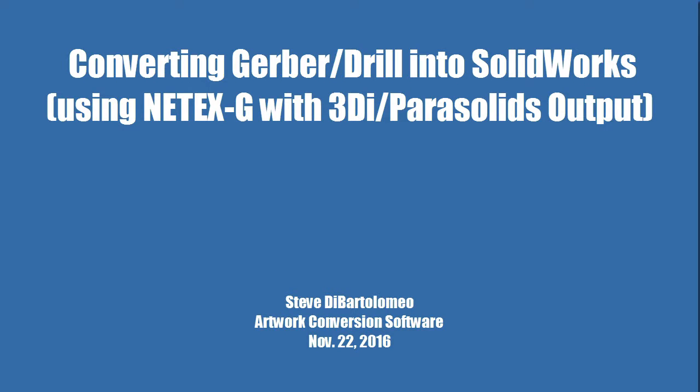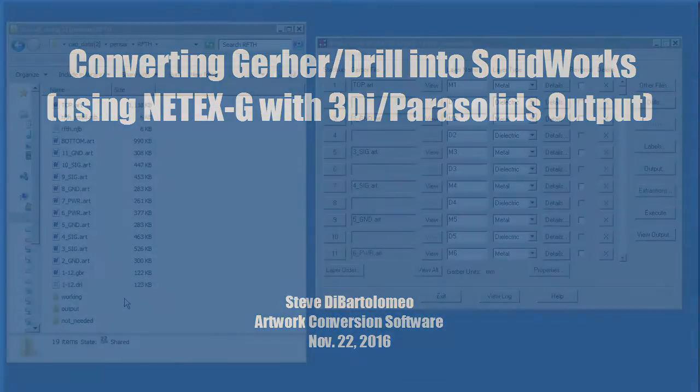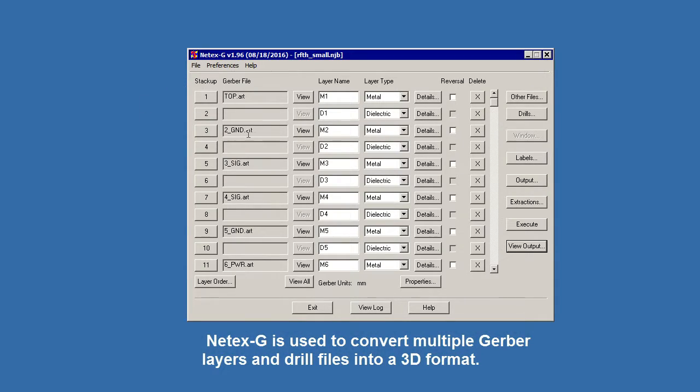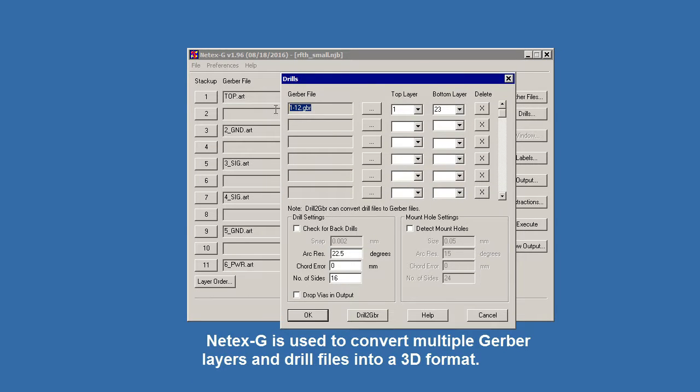Good morning. We have a 12-layer Gerber board with one through drill. What we'd like to do is convert that into 3D so we can do a thermal simulation on a small part of the board. I've taken Artwork's NETEX-G program and I've put the various Gerber layers into their stack-up position. Then on the drill side, I've taken the drill data, converted it to Gerber using Artwork's drill to Gerber, and run it through from top to bottom.